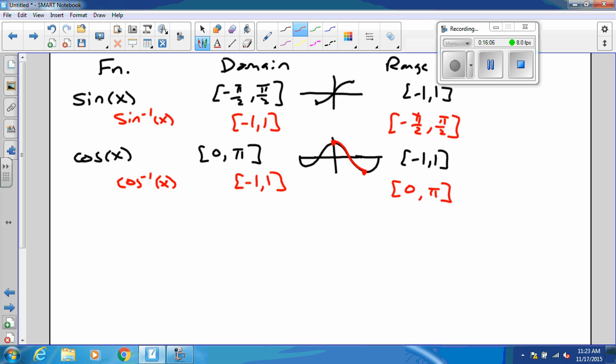Okay. Here's what I'd like for all of you to do. I'd like for all of you now to sketch a graph of tangent of x. And based on that graph, I'd like for you to decide on a restricted domain that we could use to invert tangent. Go.